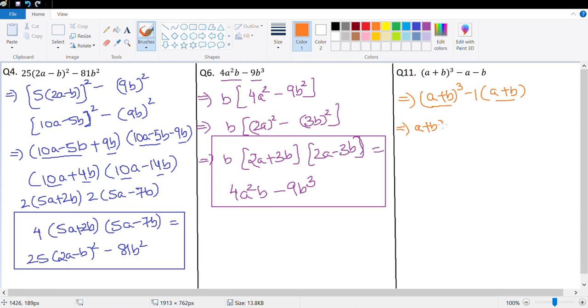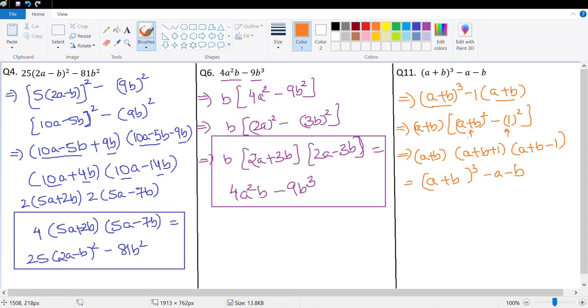What we have left from the first term is (a plus b) to the power 2. Yes, there was power 3, 1 has been taken common, and this is minus 1, which is nothing but 1 square. So now inside the bracket I have x square minus y square. So (a plus b) remains common, and what we have is (a plus b plus 1) multiplied with (a plus b minus 1). And this is equal to (a plus b) whole cube minus (a minus b). That's the final way of representing your answer. That brings me to the next question.